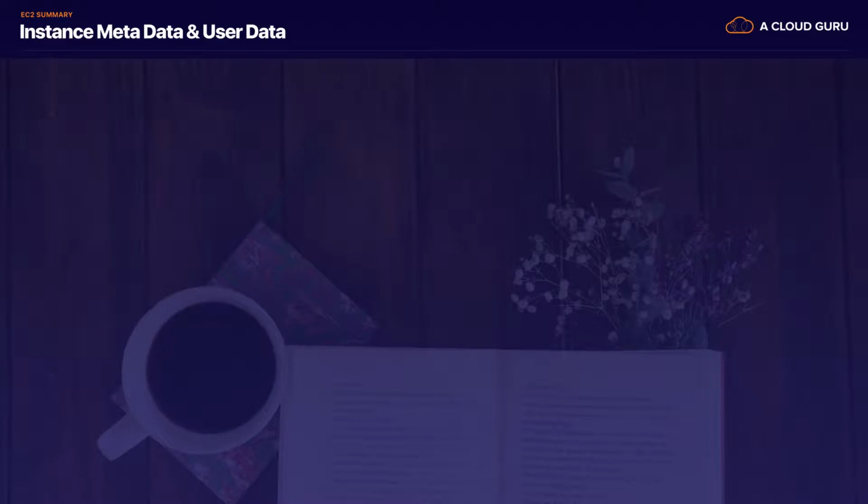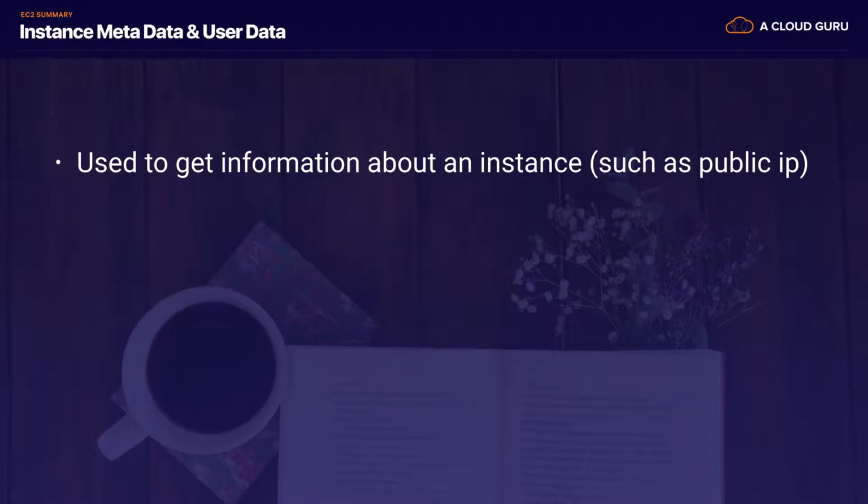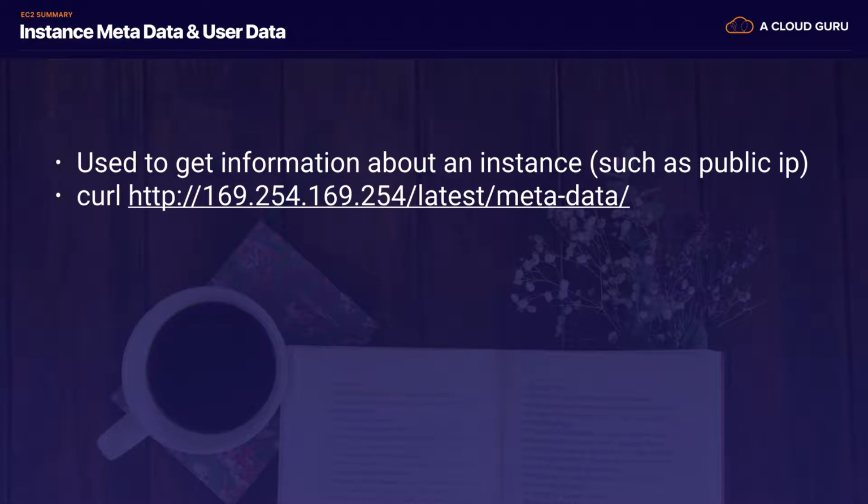We then learnt about instance metadata and user data. So it's used to get information about an instance such as a public IP. And to do it, you just run a curl and then 169.254.169.254/latest/metadata.